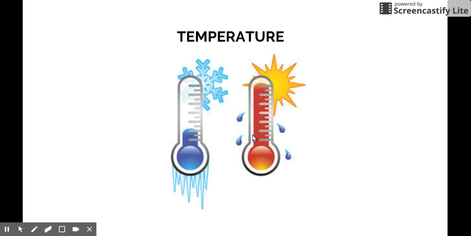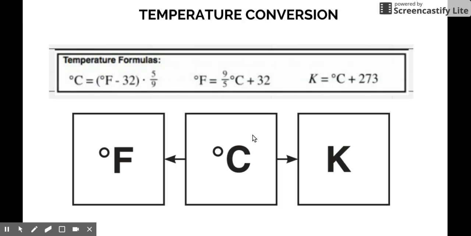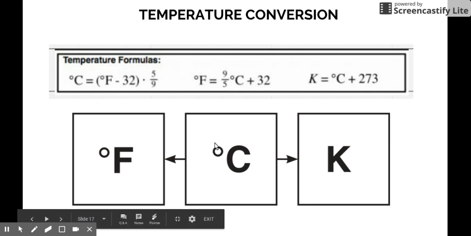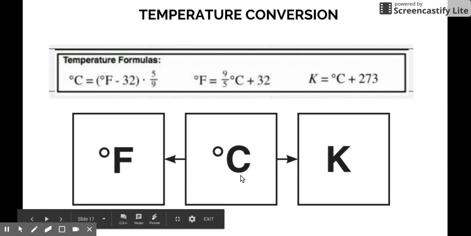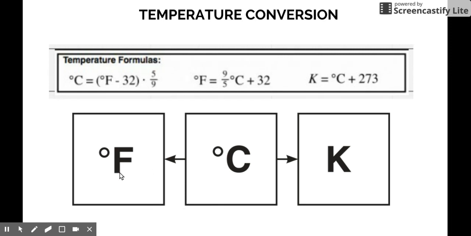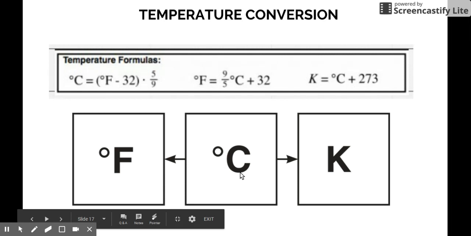When we speak about temperature, there are different units associated with it. The units we're familiar with are usually degrees Celsius, which can be converted to Kelvin, symbolized as big letter K, or to degrees Fahrenheit, which is just big letter F. Remember that Fahrenheit and Celsius have degree symbols, while Kelvin doesn't.